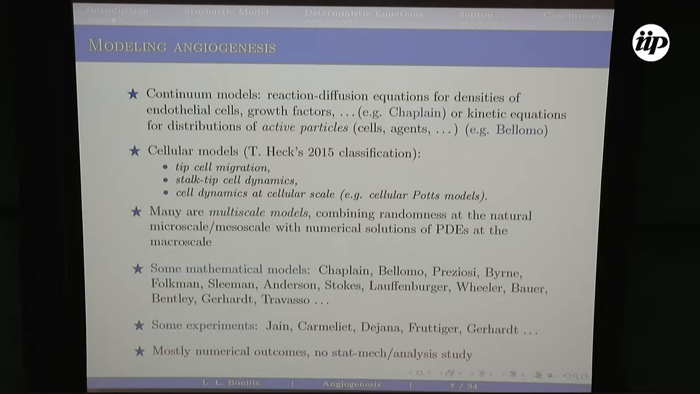For instance, typical ones that people use are the cellular Potts model. It's like the Potts model of statistical mechanics, in which you have different flavors. One flavor, the pixel is occupied by a cell or by extracellular matrix or liquid or whatever. So those ones are rather expensive computationally. And then there are models that combine some of these things. These are some people who have done models, and these are experimentalists.